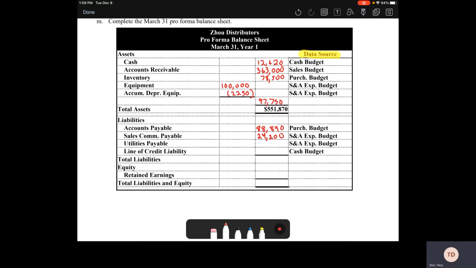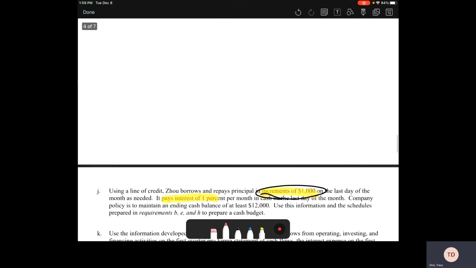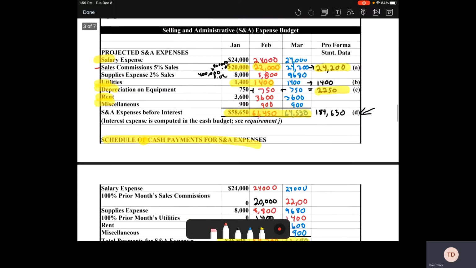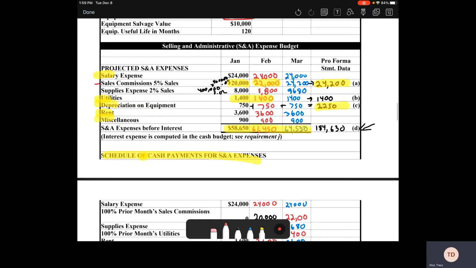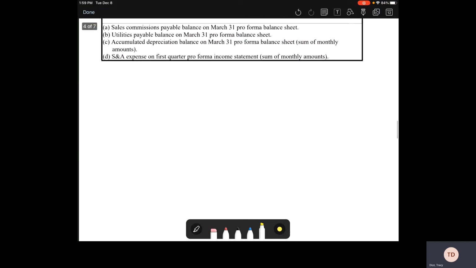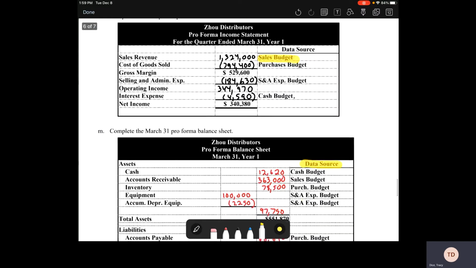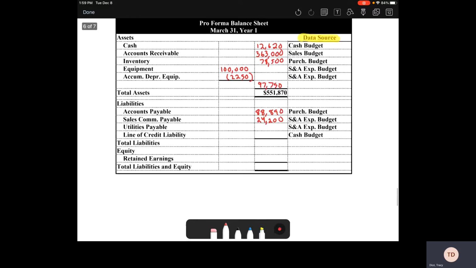Our utilities payable, same thing. We're looking at that selling and administrative expenses budget. What do we have left in utilities? This is that part B right there. We owe $1,400 worth of utilities at this point at the end of March 31st.